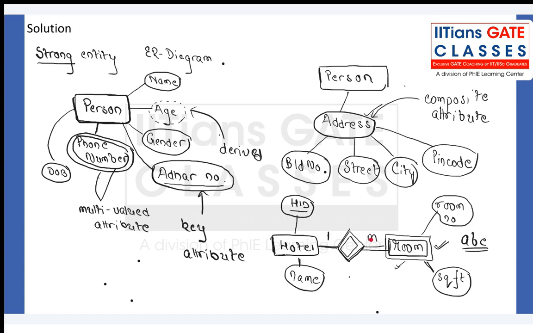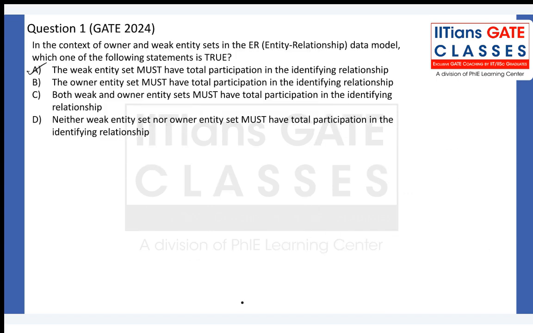Now let's come back to the question. What does the question say? Now, can you see the answer? Can you understand the answer now? That the weak entity set must have total participation in the identifying relationship. Okay, is it clear now?